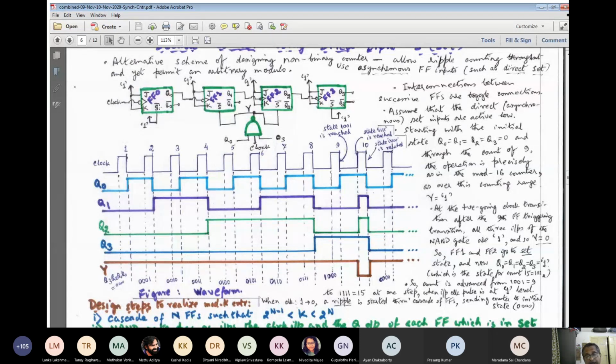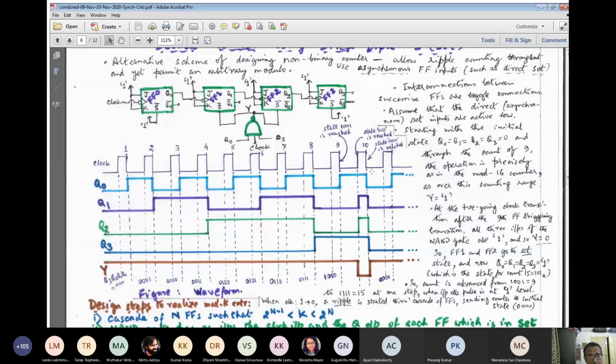Clear? So effectively what we have done is we could skip. Sorry, after 1001, 1001 was attained. After that, the next 5 states, namely 10, 11, 12, 13, 14, these 5 states are skipped. Immediately we come to all 1.